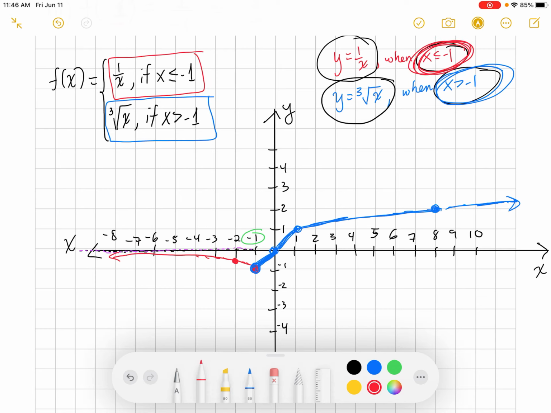But for the red graph, you go back and look at the red graph, that red dot fills in the blue dot. Because you're allowed to include negative 1 for the red graph, right? X is allowed to be less than or equal to, allowed to be equal to negative 1. Yeah, that fills it in. So that's what your final graph looks like. Something to that effect.